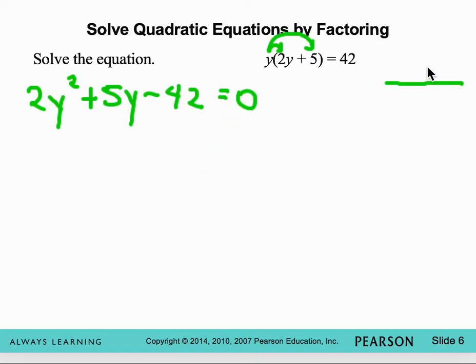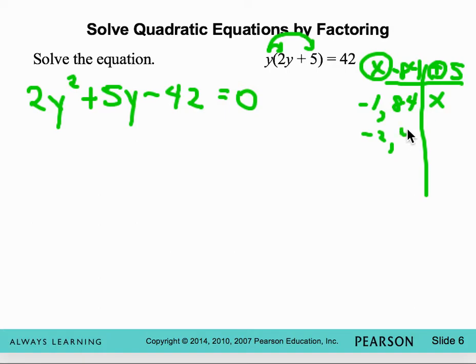Okay, so we need to find two numbers that multiply to give negative 84 and add to give 5. Okay, if it's going to be negative, one of my numbers has to be negative. So let's just start and go down the list, because offhand, I don't know, 84 is not our standard product. It's not too big, so let's go down the list. Negative 1 and 84.